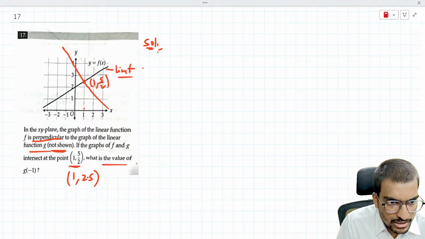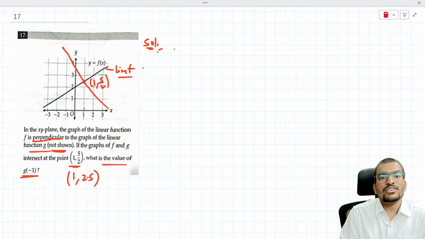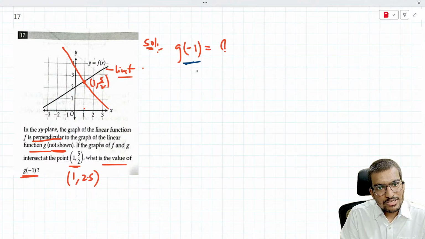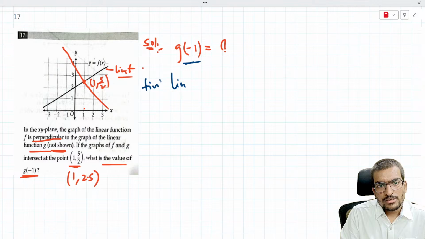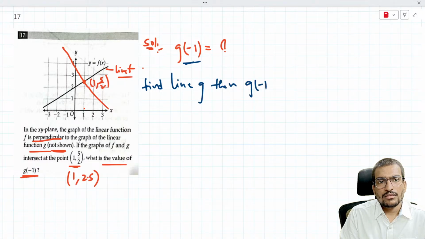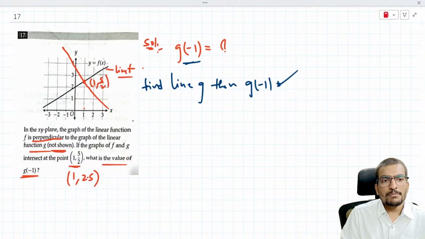Now what is the value of g of 1? Function g of 1 equals to how much? To get the function g of 1, first of all, do you have line g? Find line g and then you get this. So how are you going to get line g? First of all, to get any line, you need a slope. Do you have a slope? You have one slope.